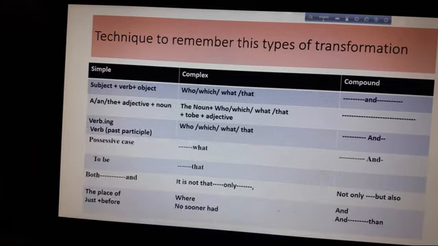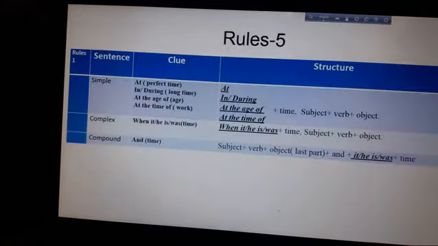Okay, so today rule 5: in, at perfect times, in or during long time, at the age, at the time of work. When you turn into the complex sentence, then you can use when, it or he, is or was, plus time, perfect time, long time, age, work, or any other time. Then you can use comma and subject verb object.